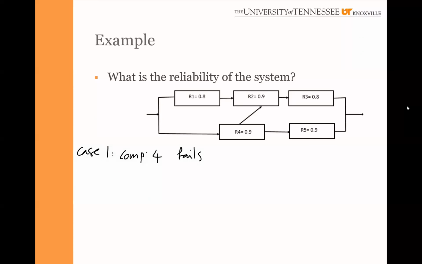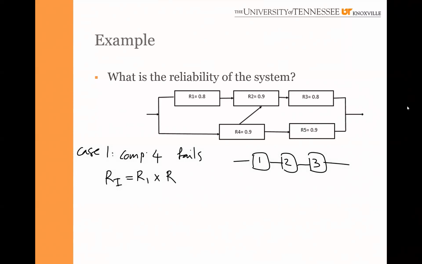It takes out 2 of the paths connecting into us, right? So I'm left with only this system. 1, 2, 3. Agreed? Everybody agrees? Okay, good. So in case 1, R1 will be just R1 times R2 times R3. This comes at the expense of a case 2 that's a little bit more complicated.